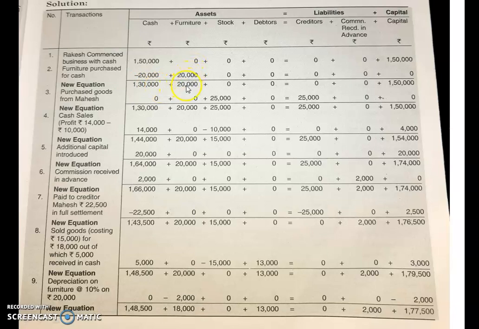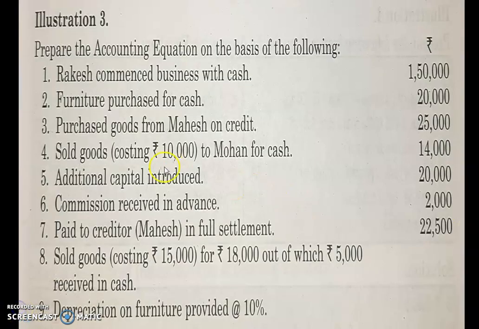Furniture, you can bring down in the new equation as 20,000. And how much capital do you have? You have 1,50,000 in your capital account. So this is your new equation. Now case 3.